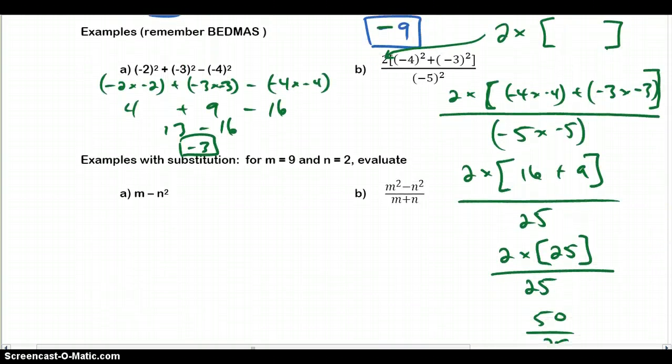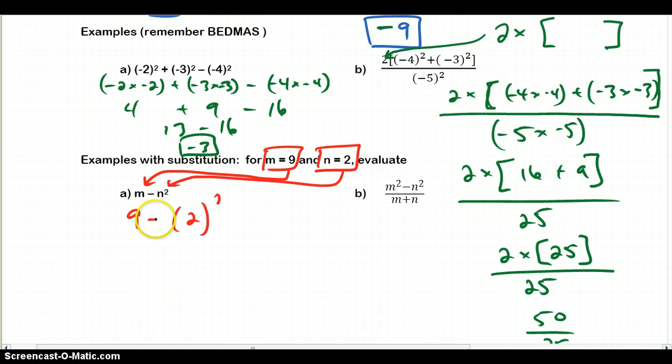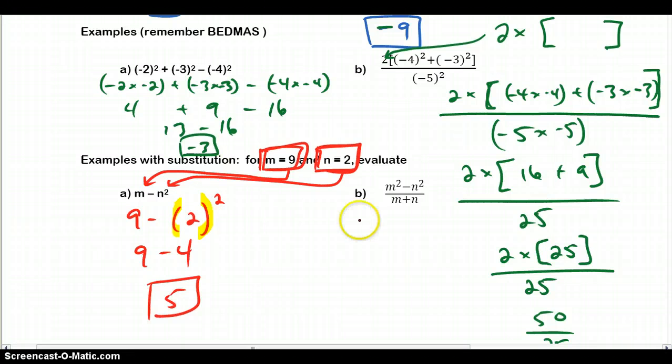Last thing we're going to look at here is some substitution using some letters now. So we're putting in some terms, we're putting in some variables. The 9 is going to go in here, the 2 is going to go right in there. So we have 9 minus 2 squared, 9 minus 4, this one just works out to 5 because we substituted in our values for m and n. And I suggest you use these brackets just to make sure you got everything in the right place. It's going to get more complicated when you have signs going on and stuff too.